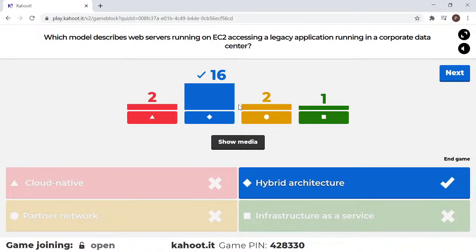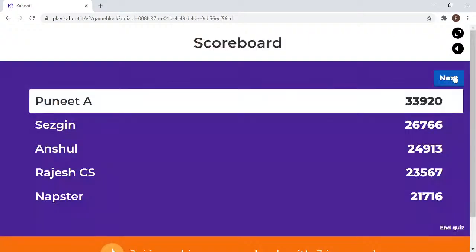Yeah, 16 of you got it right. Hybrid architecture is the one in which we have some of the workloads on AWS and some of the workloads on on-prem. Cloud native would be that your entire application or the workloads are on AWS. Partner network is just a term. There's no specific meaning in this context. Moving on to the next question.